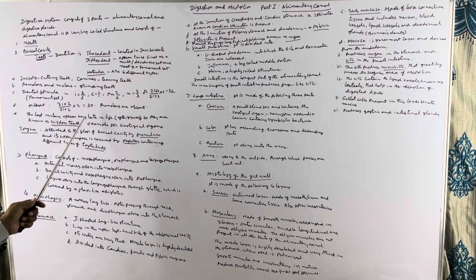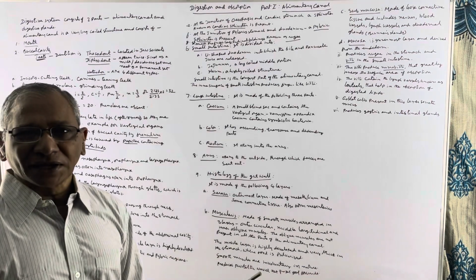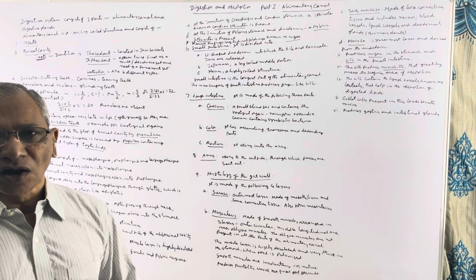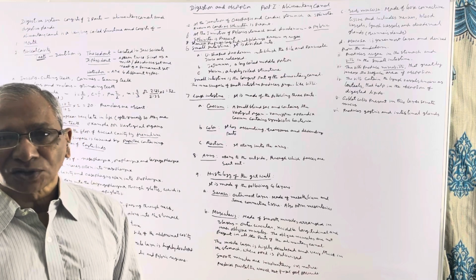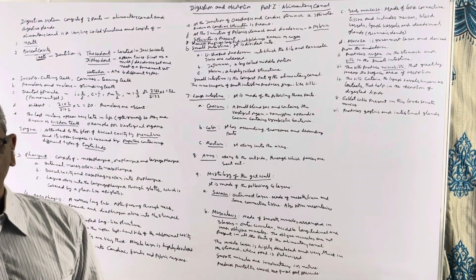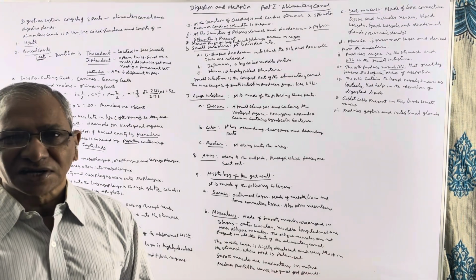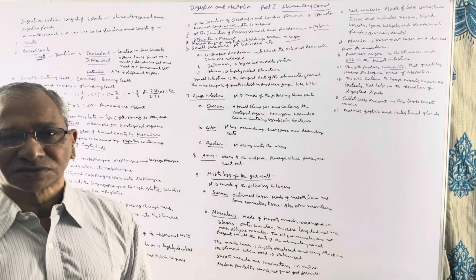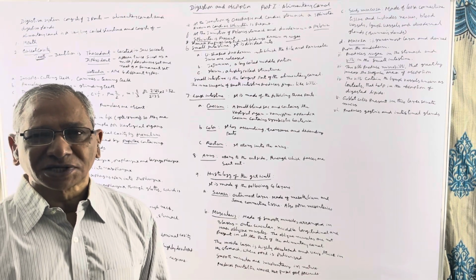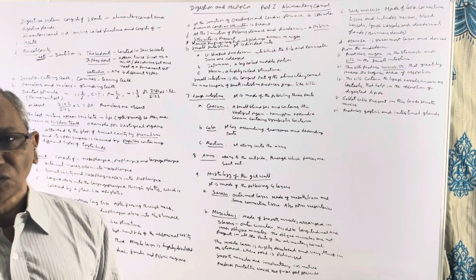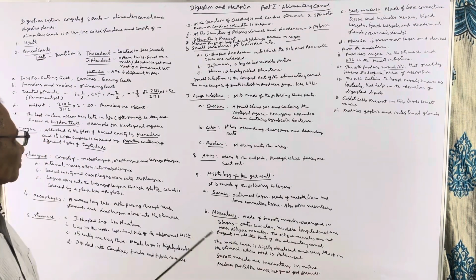Then, the last molar teeth are very important. They appear very late in life, after 18 years, sometimes 21 years, like that. These are known as wisdom teeth and are considered as vestigial organs. Sometimes they may not appear at all. So, wisdom teeth are considered as vestigial organs.